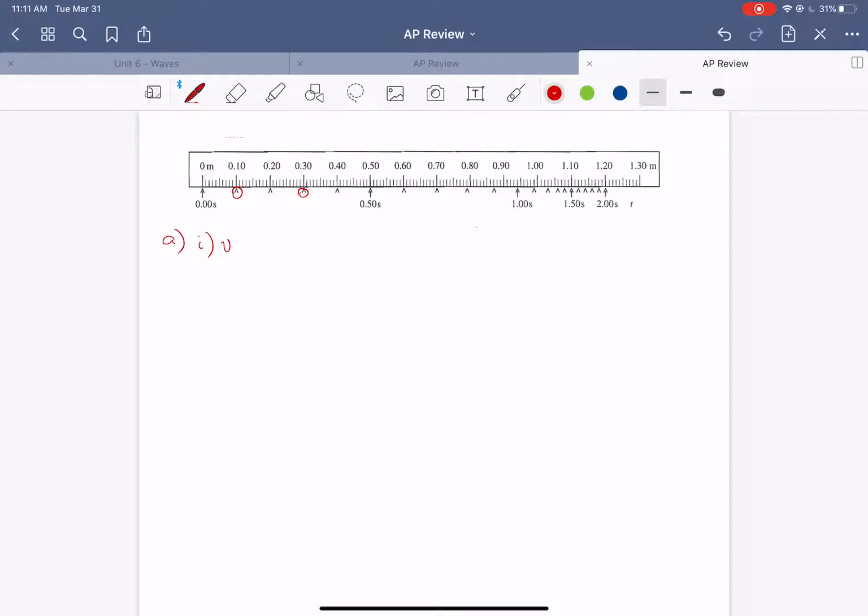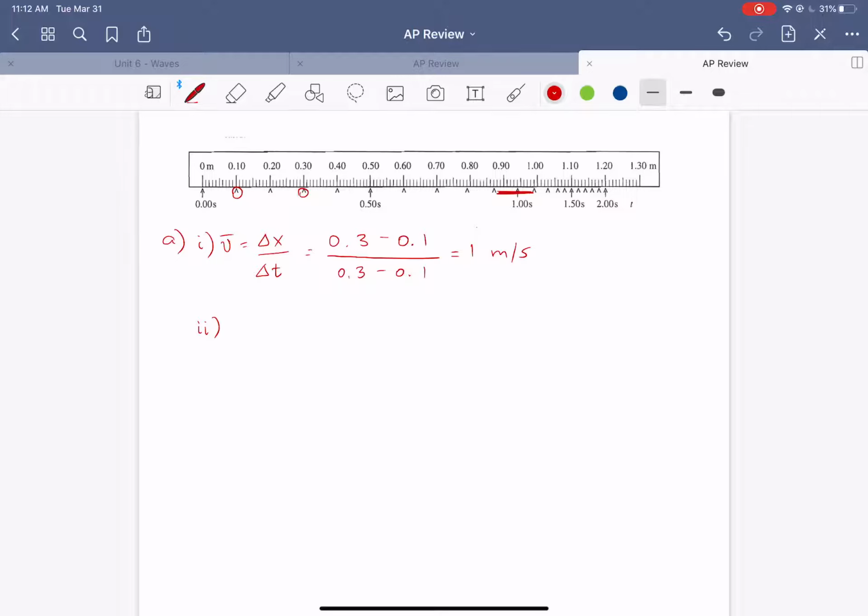So the average speed is going to be the displacement divided by time. So this thing ends at 0.3 meters, it starts at 0.1, so take final minus initial position, and the time values are also going to be 0.3 and 0.1, so that gives us 1 meter per second for the first interval. For part 2, we're looking at 0.9 to 1.1 seconds, so that would be this interval right here.